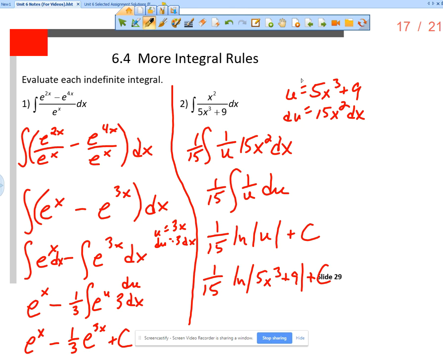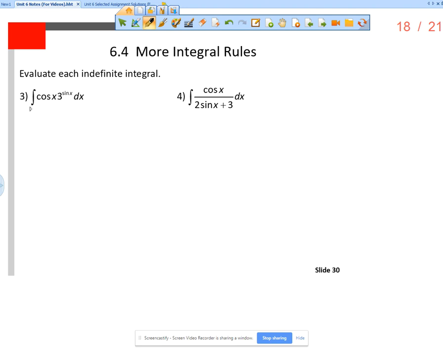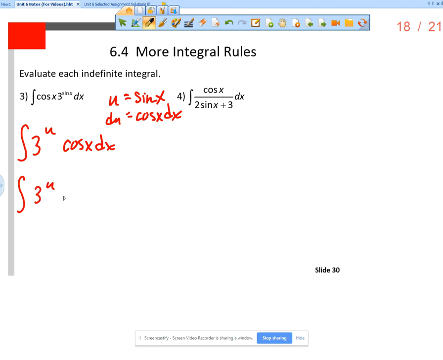All right, let's move on to slide number 30. I have the integral of cosine x times 3 to the sine x dx. Remember, the sine x is inside of the other function, the 3 to the power function. So we want to let u equals sine x. So that means I have the integral of 3 to the u, and then I still have the cosine x dx remaining. Now that is nice because the derivative of sine is cosine of x dx, and that's what I have. So I have the integral of 3 to the u du.